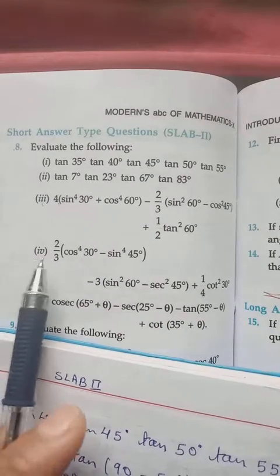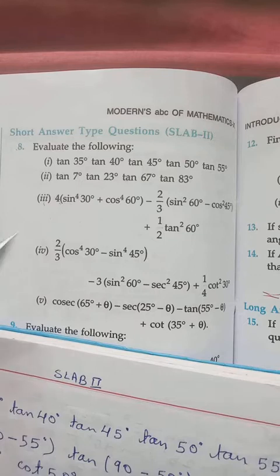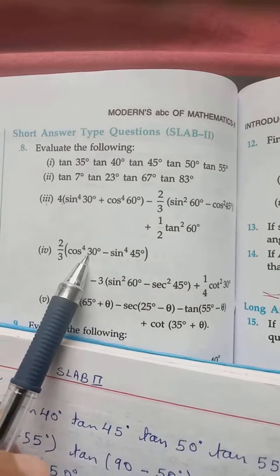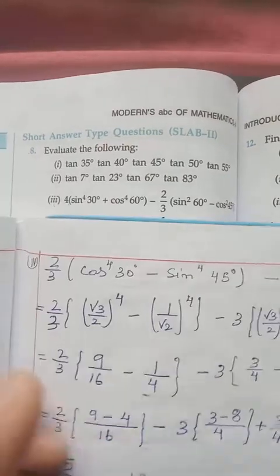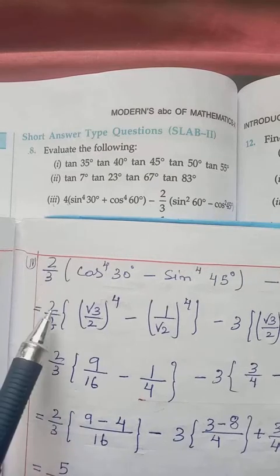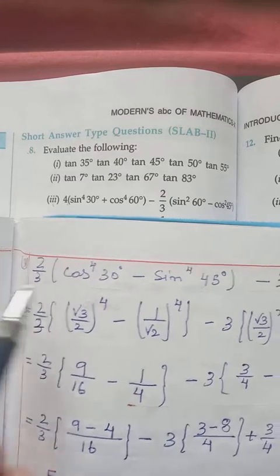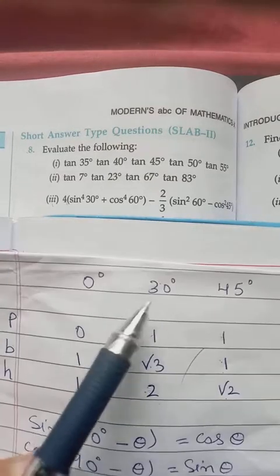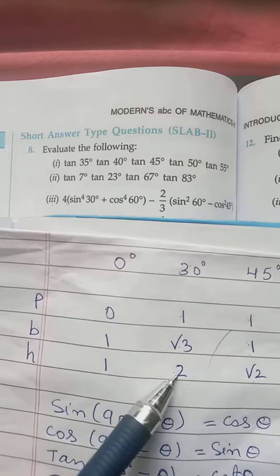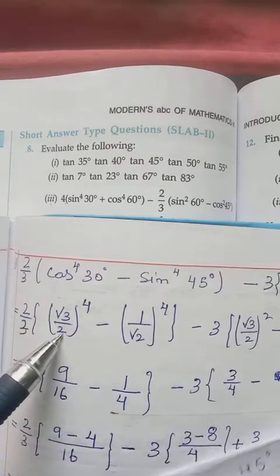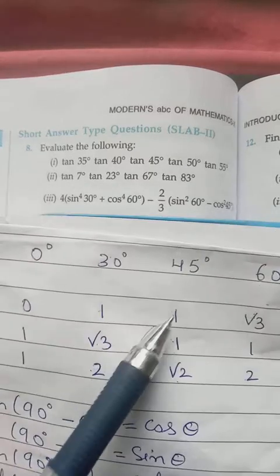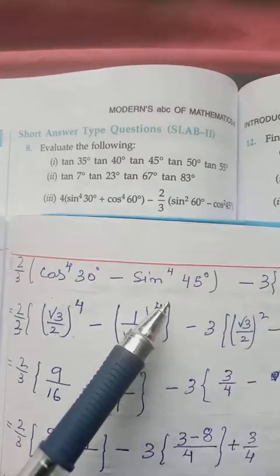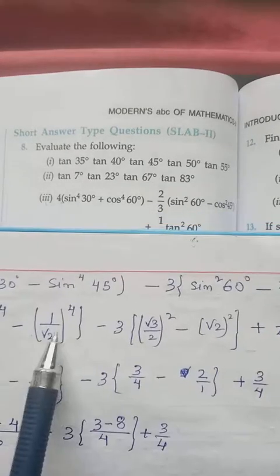Then next, number 4 we have. Find the value of this one. Again we have cos 30, 45. So we have to use the same table. So let's replace it. From the table, 2 by 3 let it be. Then from the table cos 30. Cos 30 we have base by hypotenuse, root 2 by 2 whole power 4. Sine 45, 1 by root 2 whole to the power 4 minus 3.